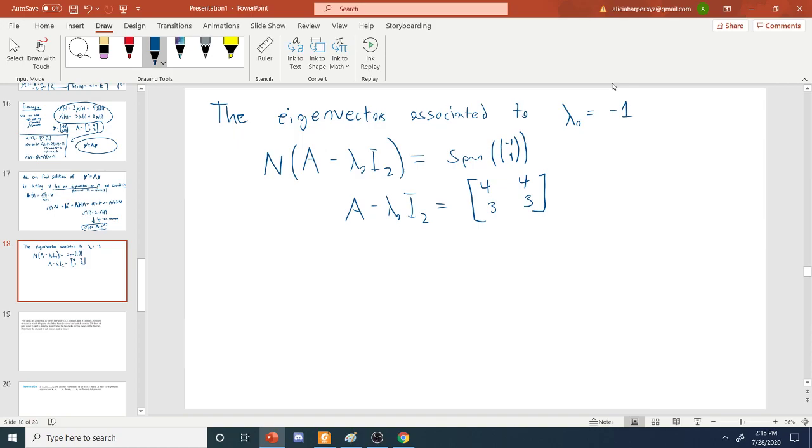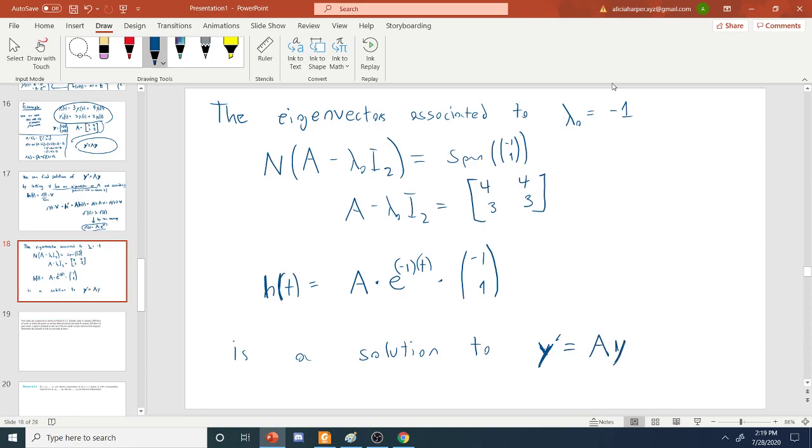So what this shows is that h of t is equal to a times e to the negative 1 times t times this vector right here, negative 1, 1, is a solution to y prime equals Ay. So this solves this equation.